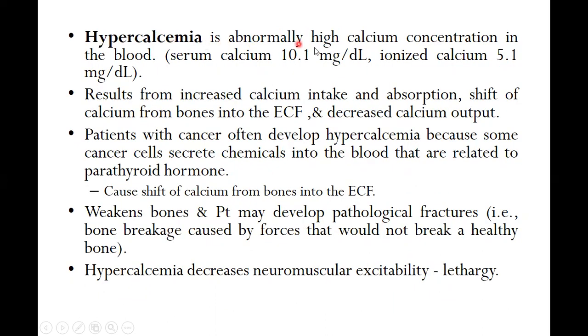Then hypercalcemia is abnormally high calcium concentration in the blood. It means the serum level of calcium is at 10.1 milligrams per deciliter or even more, and ionized calcium is at 5.1 milligrams per deciliter or more. So what causes excess levels of calcium? It can be due to increased calcium intake or increased absorption of calcium, or it can be due to shift of calcium from the bones into the extracellular space.